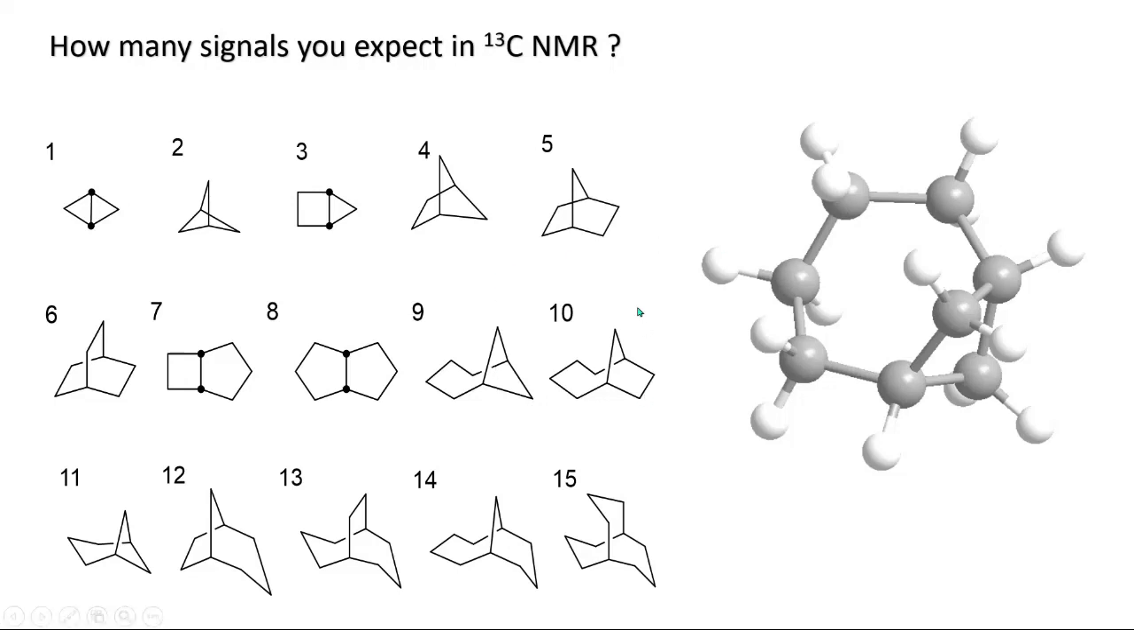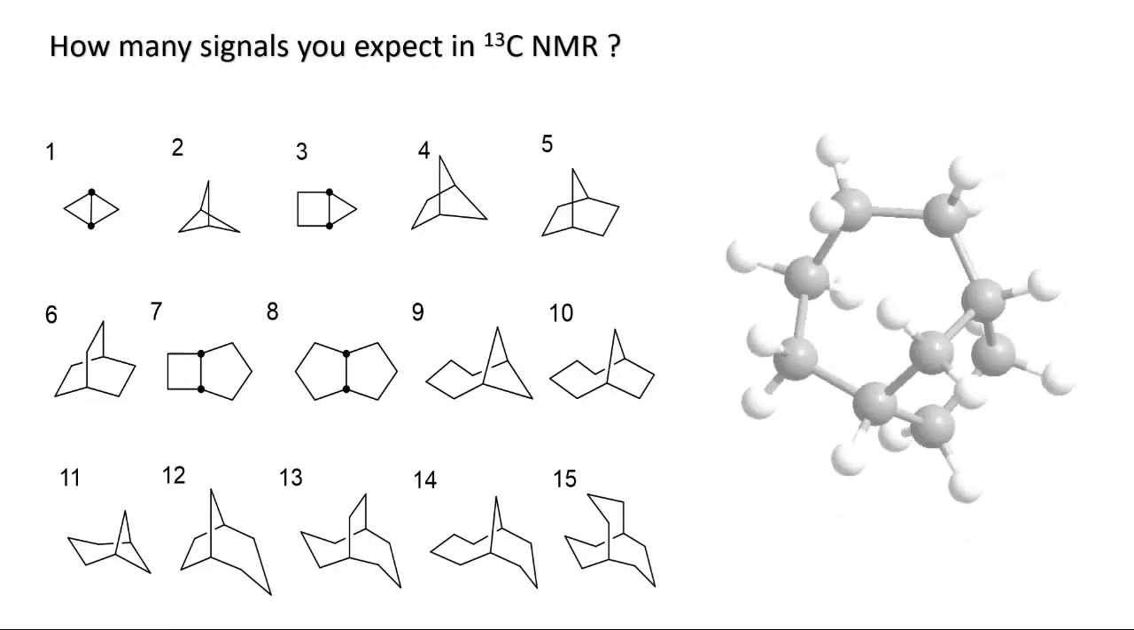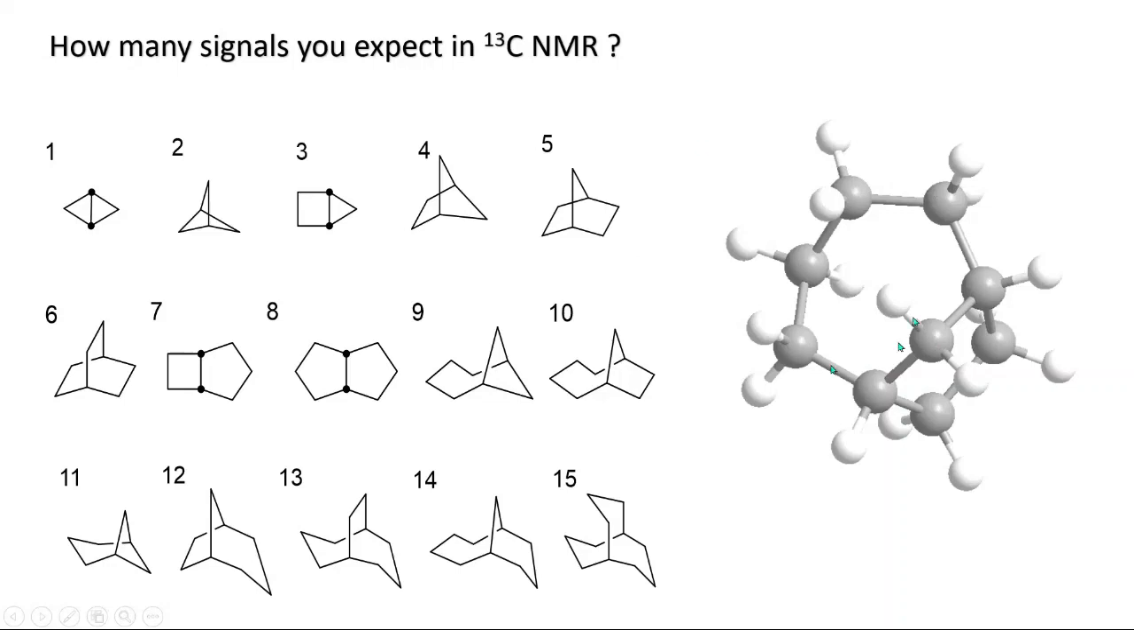Now come to this molecule. If you count, there is a plane of symmetry like this. You can see the 3D version also. This seems to be complicated. You can see there is a plane of symmetry like this also. 1, 2, 3, 4, 5.